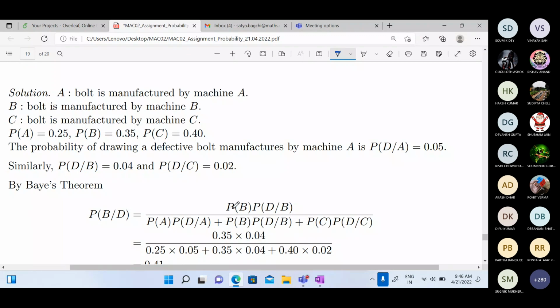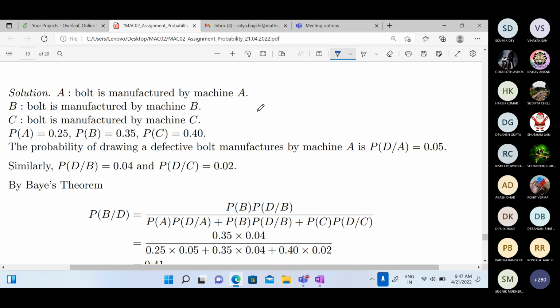Here you see, it is better if you write like this from all the cases, then find the probabilities, then write Bayes theorem and put these values, and you will get the answer. So you see, A is the bolt manufactured by machine A, B is the bolt manufactured by machine B, and C is the bolt manufactured by machine C.